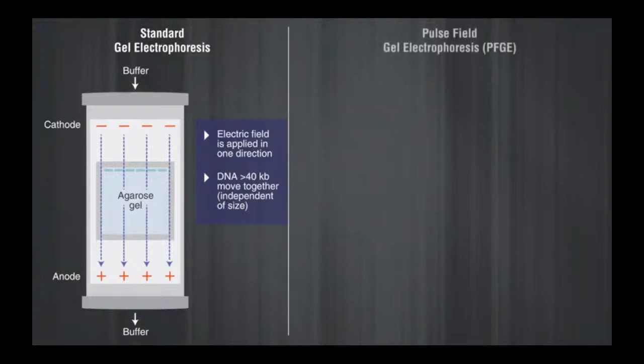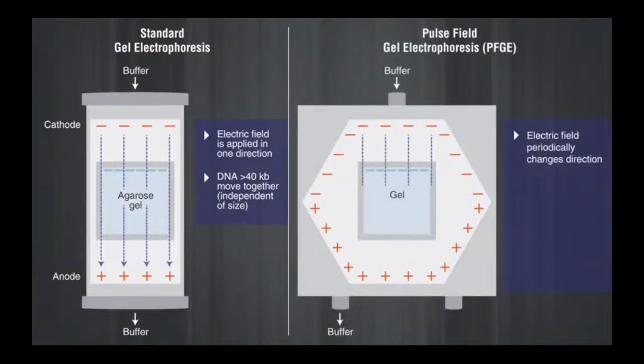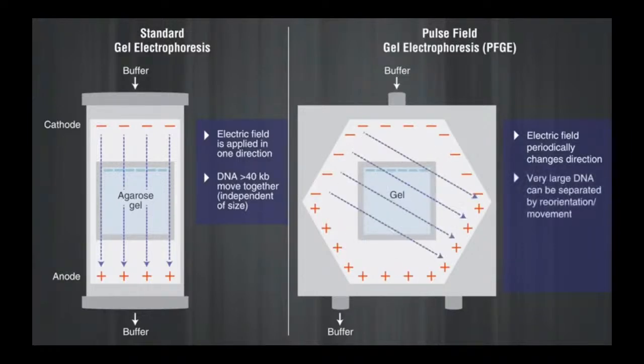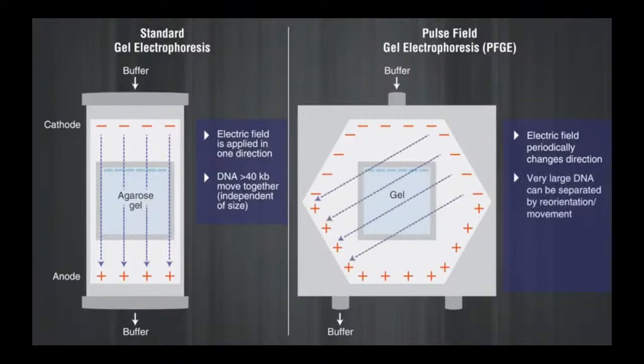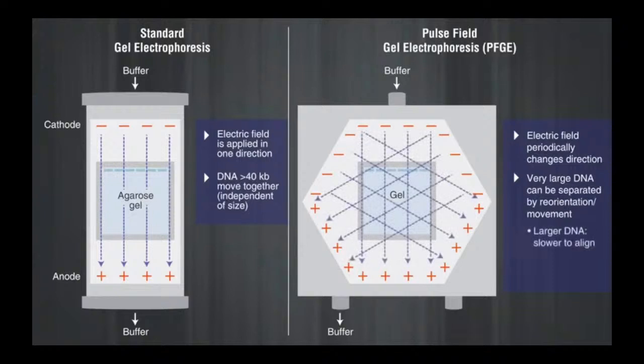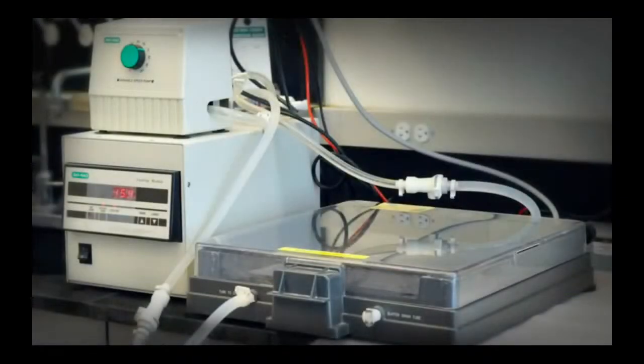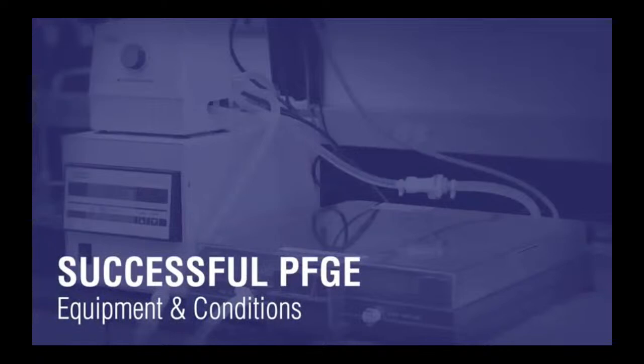In contrast, PFGE applies an electric field that periodically changes direction. By introducing an alternating voltage gradient on a PFGE system, very large DNA fragments can be separated by their reorientation and movement at different speeds through the gel. Larger pieces of DNA are slower to align their charge to the change in direction, while smaller pieces are quicker to align, resulting in greater separation. Let's take a closer look at the equipment and conditions that will lead to successful PFGE.